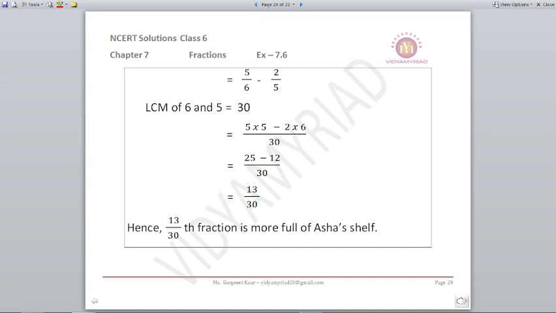Bigger number will come first. So 5 by 6 minus 2 by 5. LCM is 30. So 5 into 5 is 25. 2 into 6 is 12. 25 minus 12 gives me 13 upon 30. That much fraction is more full of Asha's shelf.